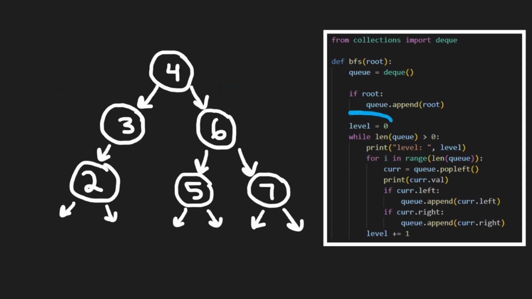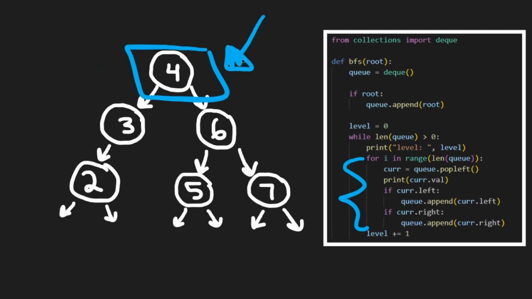But here, we're at level 0. Is the length of our queue greater than 0? Well, this is our queue right now, so it is greater than 0. We can print the level now, so level 0, and then we're going to print every node in the 0th level. There's only going to be one node in the 0th level because there's only one root node for every tree. So from our queue, we're going to pop.